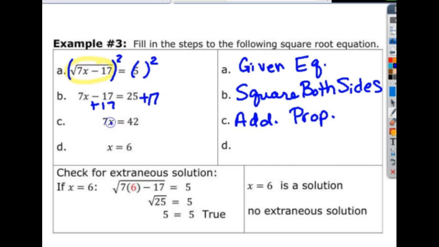Here I have a 7x, here I don't have a 7. What happened to my 7? And so this is called the division property of equality.